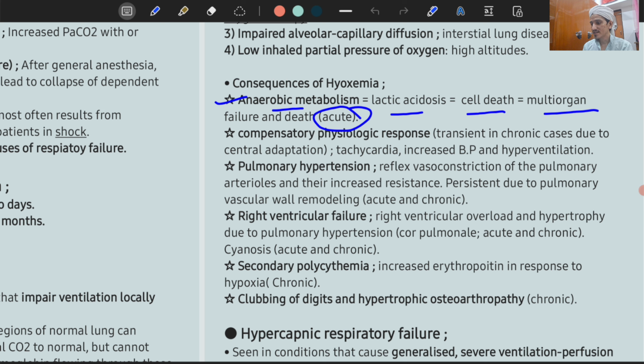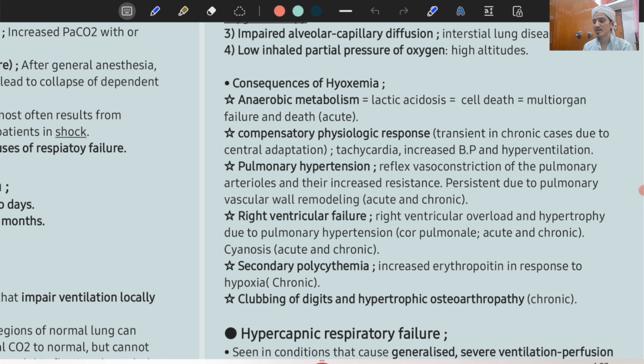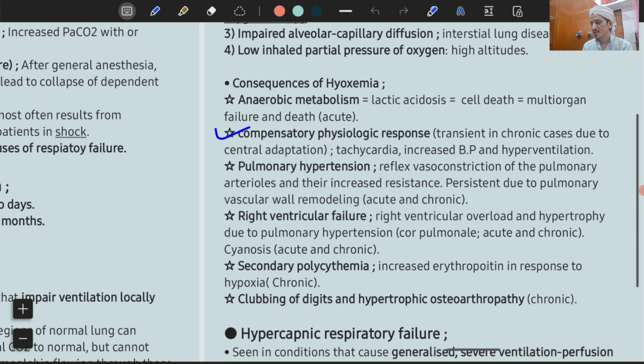Okay. Second is compensatory physiological response. This will be transient in chronic cases due to central adaptation. In chronic cases, initially there will be a compensatory response, but because the disease is either irreversible or partially reversible, the patient will adapt to that. Okay. So what is the initial response? There will be tachycardia, there will be increased blood pressure, and there is hyperventilation. There will be dyspnea initially. The dyspnea is the very important initial physiological compensatory response.